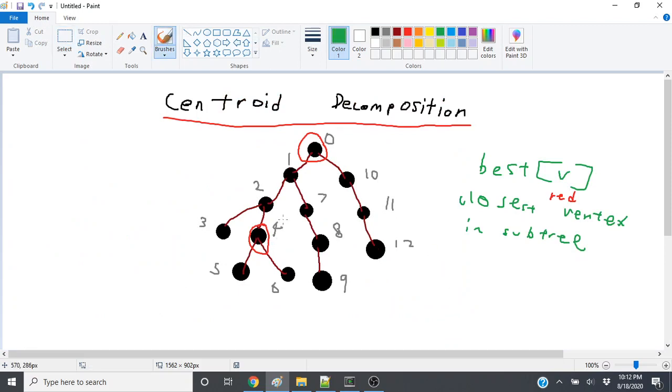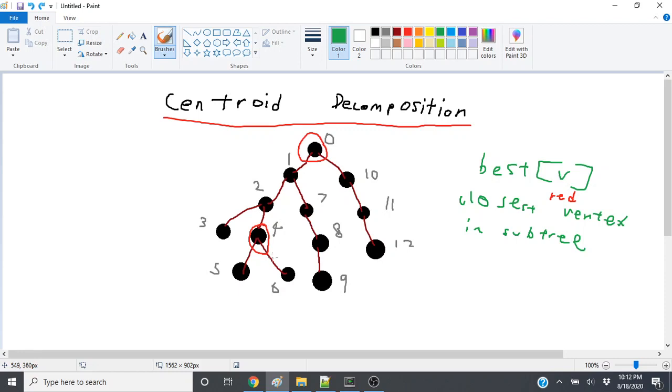Now again, we already set this one to 0 because it's red. So now the distance between these two is 1, so if best of this vertex is greater than 1, then we'll set it to 1. Same here, if this is greater than 2, we'll set it to 2, and if this is greater than 3, we'll set it to 3.